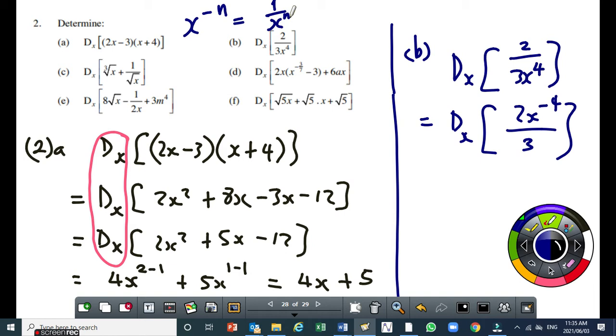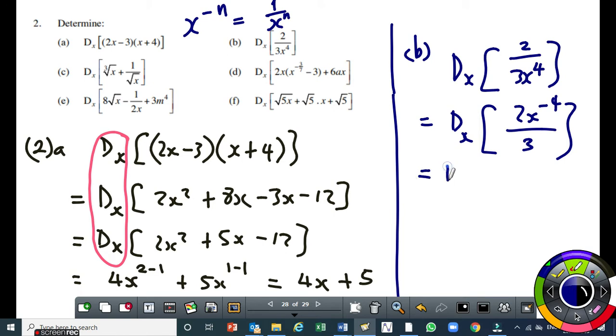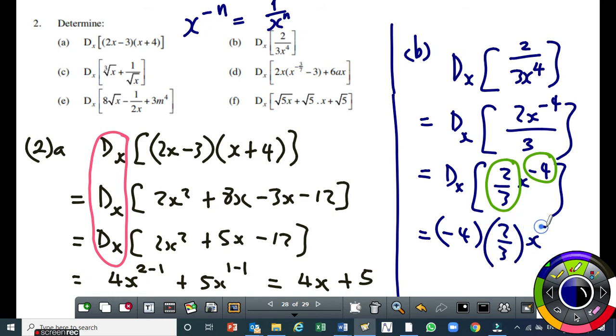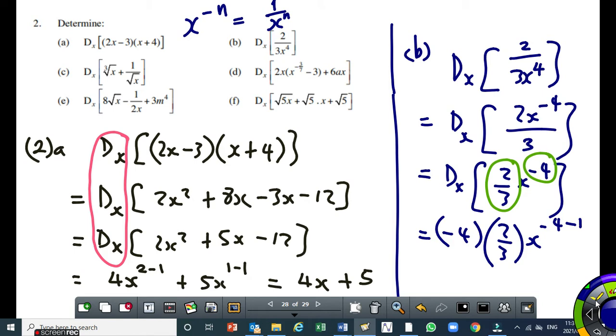Then here, you can write this as d/dx of 2 over 3 x to the power of minus 4. The same thing. Then you multiply the exponent, which is negative 4, by the constant. So I'm finding the derivative now, so it becomes minus 4 times 2 over 3 x to the power of minus 4 minus 1. Then I just have to multiply the negative 4 by 2, I'll get negative 8. So my final answer will be minus 8 over 3 x to the power of negative 5.